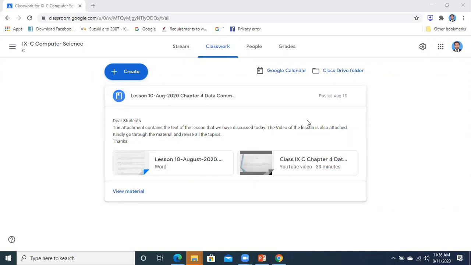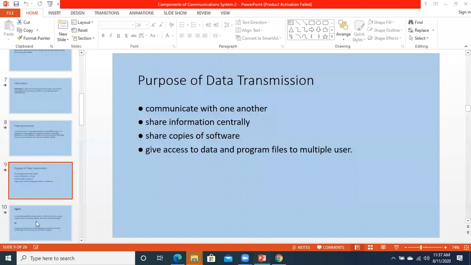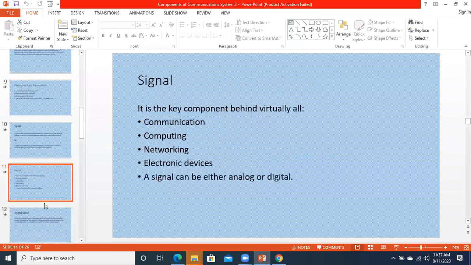Yes, Muniba, can you tell about these signal types? Analog and digital signals. Basically, these are the two signal types that we are going to discuss today: the analog signal and the digital signal.